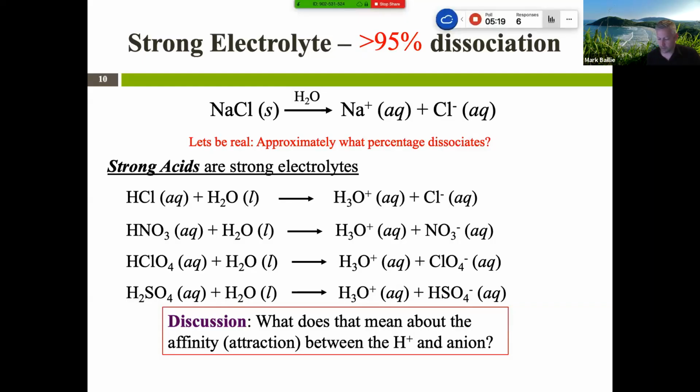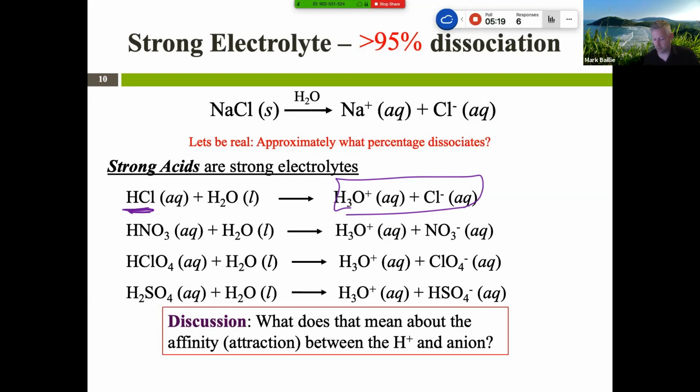So if this equilibrium lies really far to the right, that means these two things right here, the H plus and the Cl minus, must not be very well attracted to each other. If they were attracted to each other, they wouldn't let go in the first place. And when they did let go, they were so stable just being surrounded by water that they don't even want to come back together. There is no indication of the return arrow that exists for a strong acid.